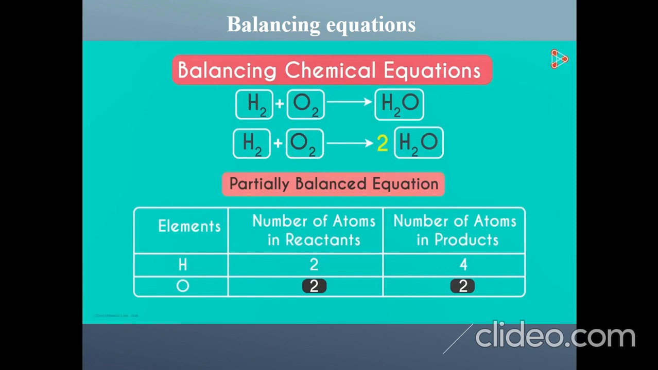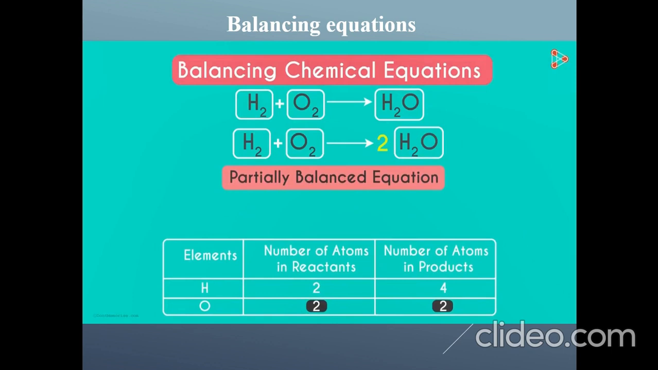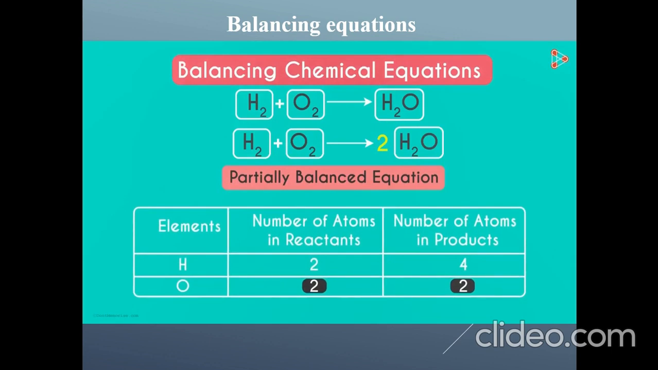Also remember that you cannot alter the formulae of compounds or elements involved in the reaction, which means that to balance the oxygen atoms, we cannot change H2O and write it as H2O2. This would be incorrect. Let's go back to the partially balanced equation. The number of oxygen atoms on each side is balanced now.